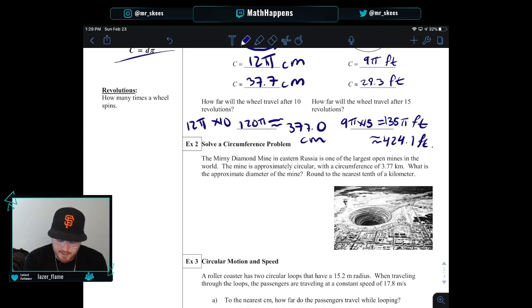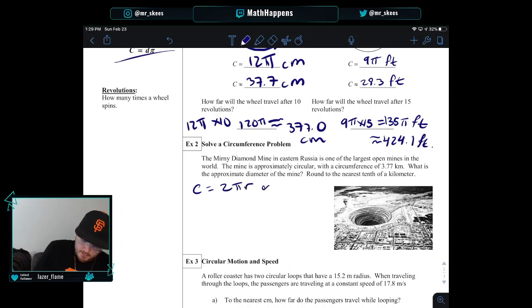The Mirny diamond mine in eastern Russia is one of the largest open mines in the world. The mine is approximately circular with a circumference of 3.77 kilometers. What is the approximate diameter of the mine, rounded to the nearest tenth of a kilometer? So circumference is equal to 2 pi r, or pi times diameter. Well, they gave us the circumference, and we're trying to figure out the diameter. So let's not use this one.